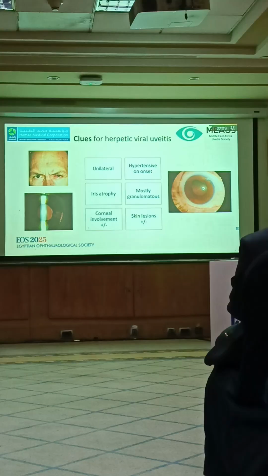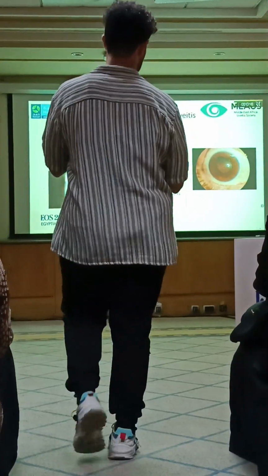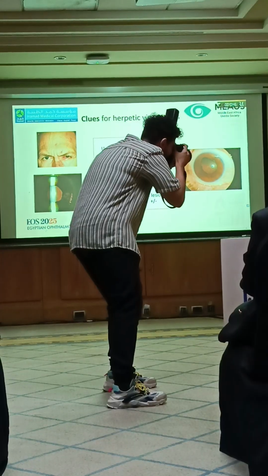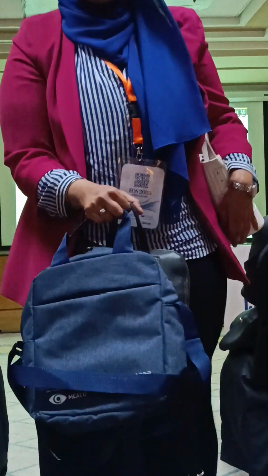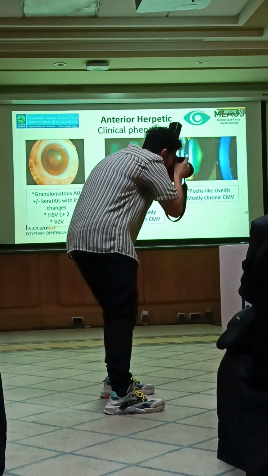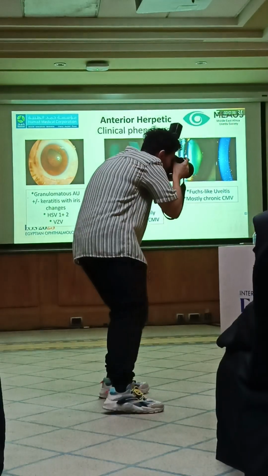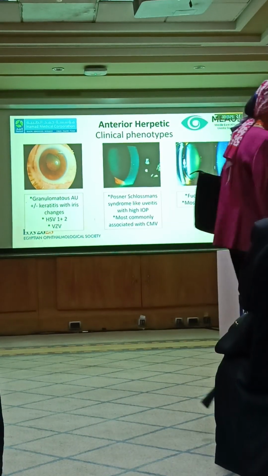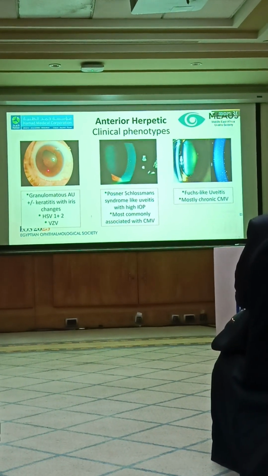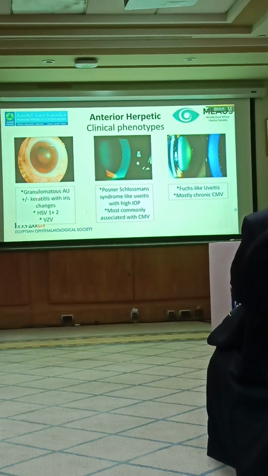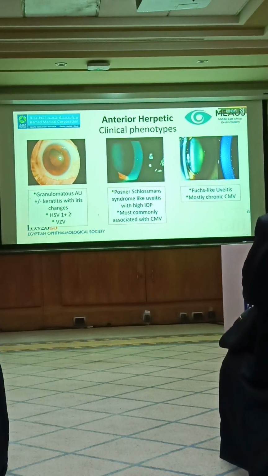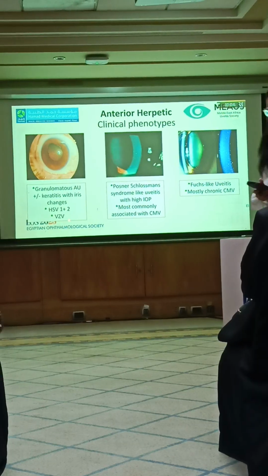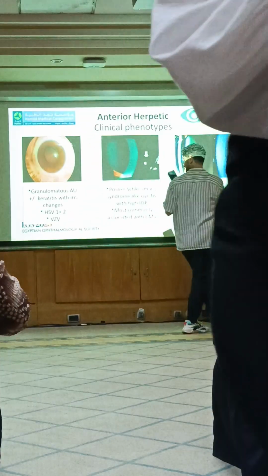The clues for herpetic viral uveitis: unilaterality, hypertensive on onset, iris changes, and mostly it is granulomatous, with or without corneal and skin lesions. So those are the main 3 phenotypes, and from each we can have several phenotypes. The first one is with multiple large KPs, with or without keratitis, definitely with iris changes, and with or without skin lesions, and it is predominant in herpes simplex and VZV.